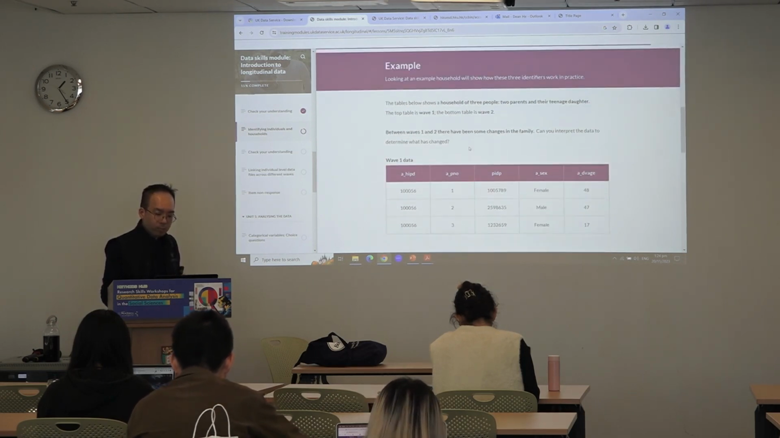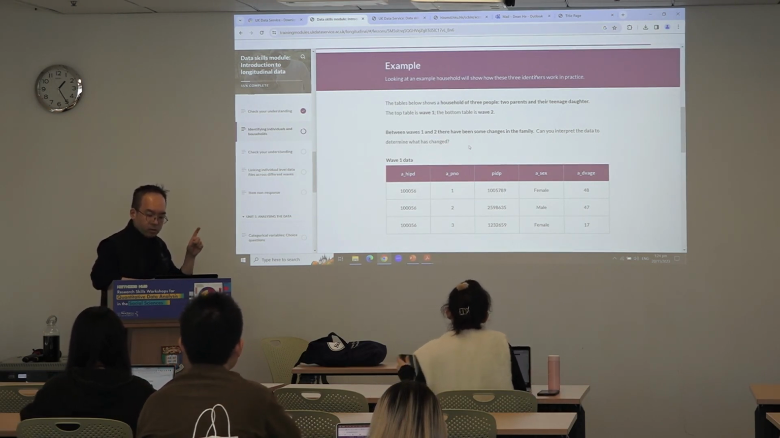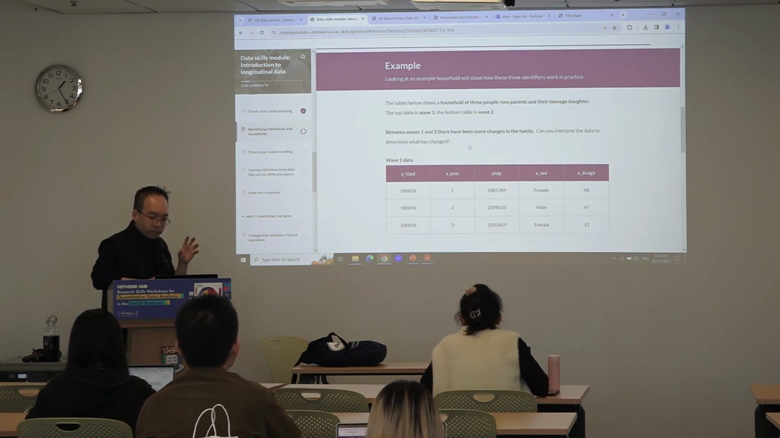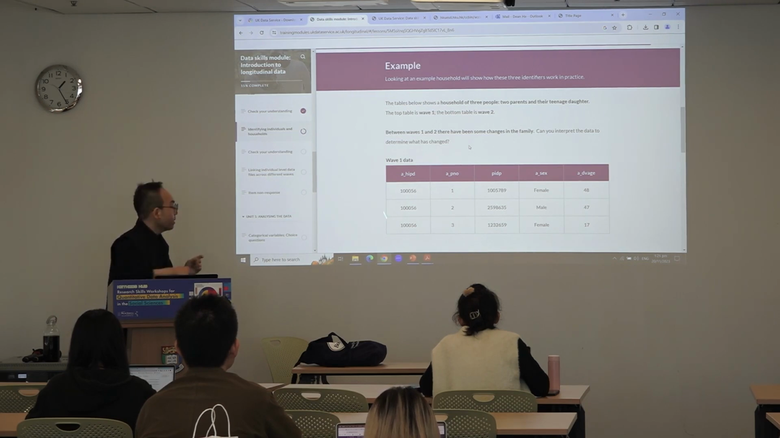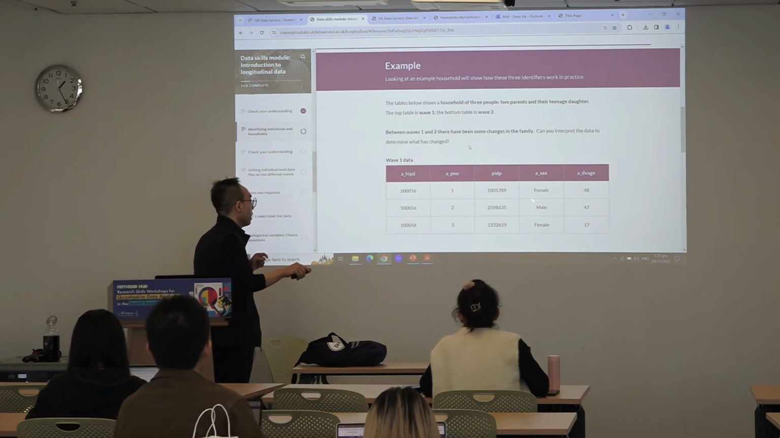Now this table, if you look at it together with me, is a household of 3 people, okay? 2 parents and 1 child, a teenage daughter, in 2 different waves, wave 1 and wave 2. Between wave 1 and wave 2, there are some changes to the family. First of all, we have the household ID, which is exactly the same in wave 1 because they're from the same family, correct? But they are 3 different persons, so they have personal IDs that are different.